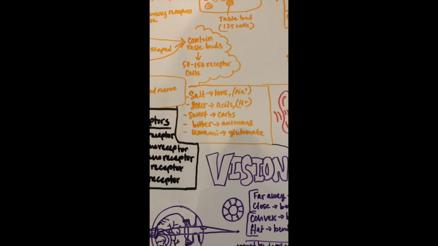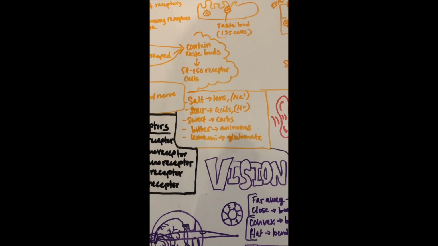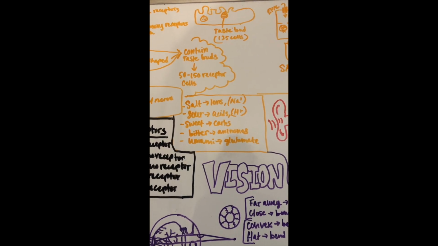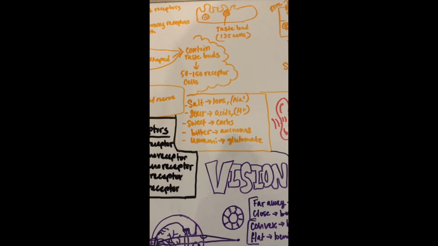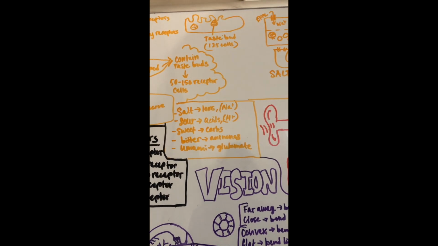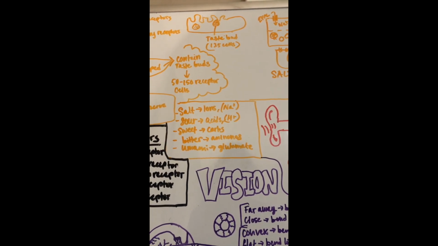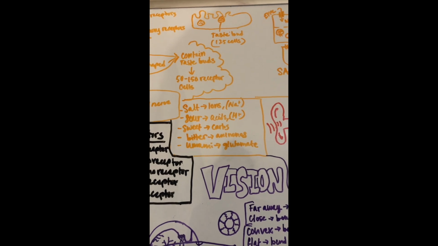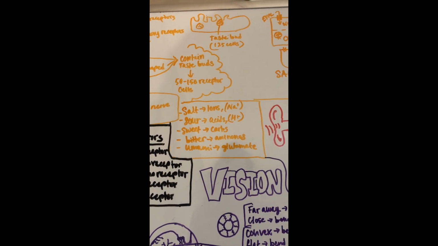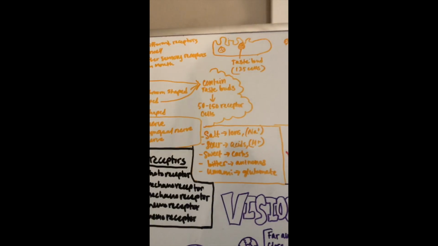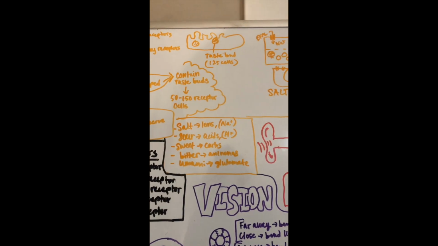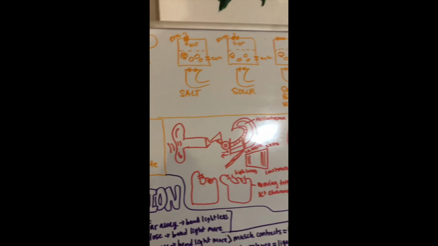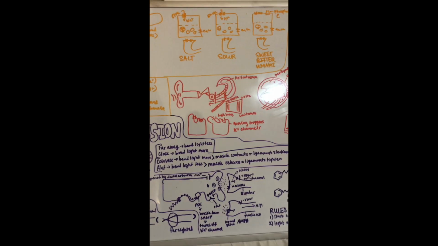For salt, you're going to be accepting ions, most commonly sodium. For sour, that's for acids, so hydrogen. For sweet, it's carbs. Bitter is anions, and then umami is glutamate. This is kind of what a tongue looks like blown up. We've got our vesicles, and then we have our taste buds, which are 125 cells. Isn't that crazy? So here are our examples of our 3 different types.